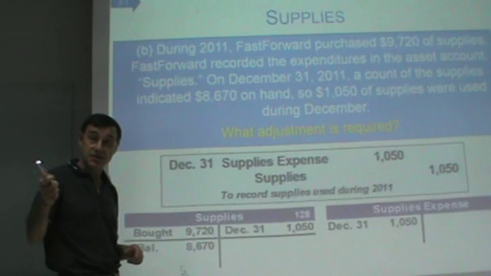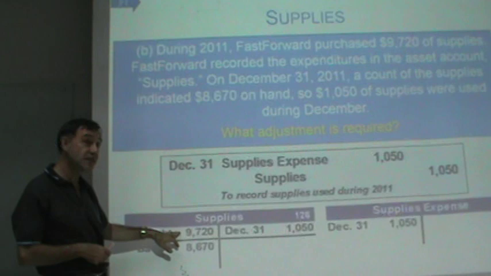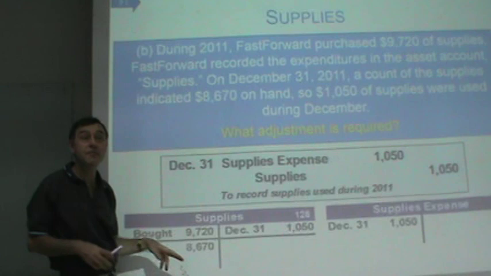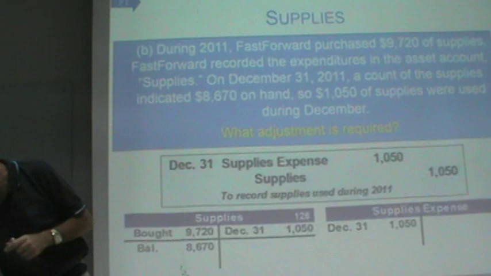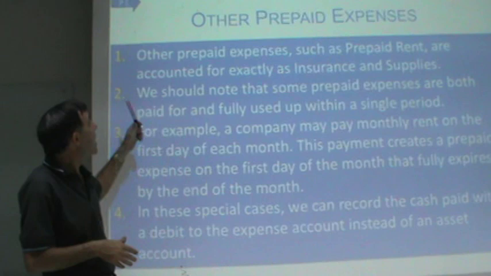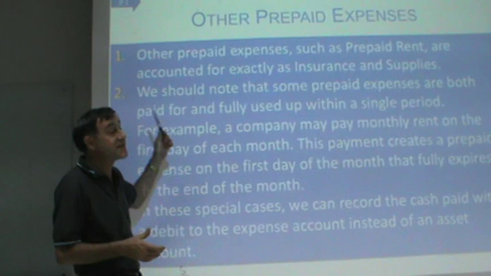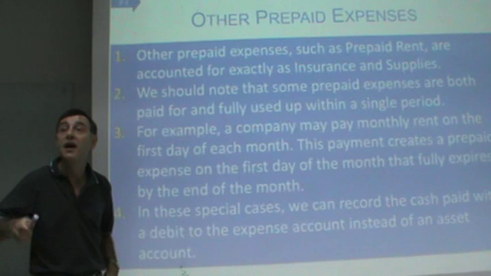And you will then transfer the originally bought amount. After the adjustment, you get 8,670, just as many as you count, okay? So after the adjustment, you get this number to match. And that's it. It's very easy. There's nothing complicated about it. And other prepaid expenses, okay? Other prepaid expenses are, and I gave you example many times, prepaid rent. We discussed this many times. It's accounted for exactly like insurance and supplies. You just move it, okay?